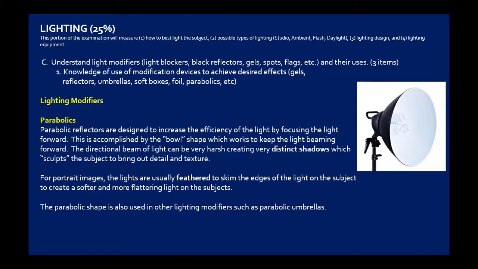We're still on lighting, moving on to Section C of the test specifications. Section C says, understand light modifiers, including light blockers, black reflectors, gels, spots, flags, etc., and their uses. Now there's 3 items from this section, and it's a fairly long section, but some of it's pretty remedial information. Probably most of us sort of already know.